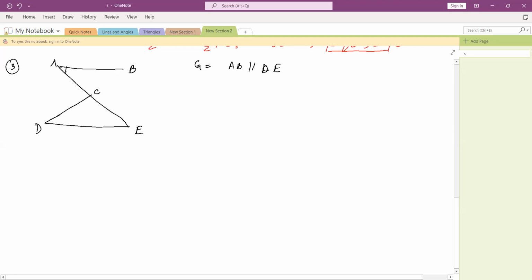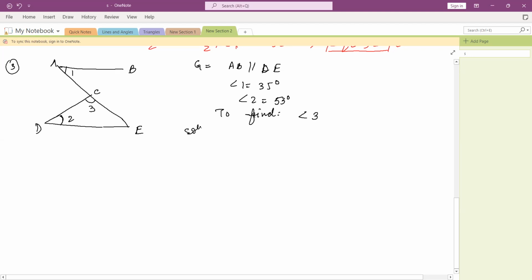Now this angle is given. I'm calling it angle 1. So angle 1 value is 35 degrees, which is given. Again, this angle is given. Let me call it 2. So angle 2 is given to be 53 degrees. So this information you have. And what you have to find is DCE. Let me call it 3. So angle 3 you want to find out.